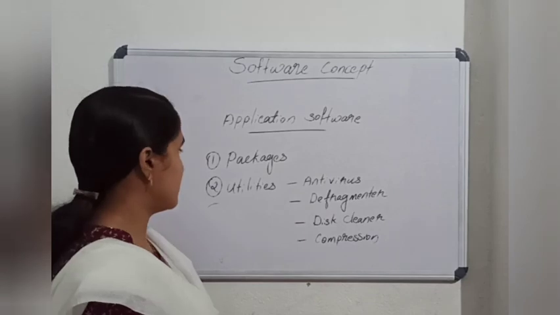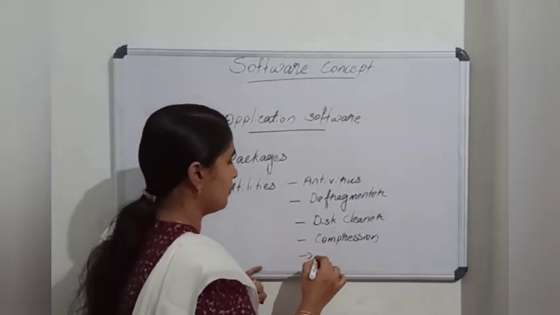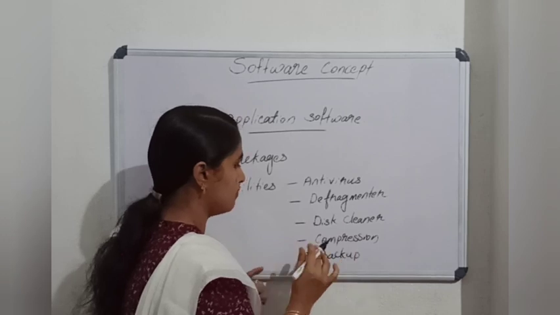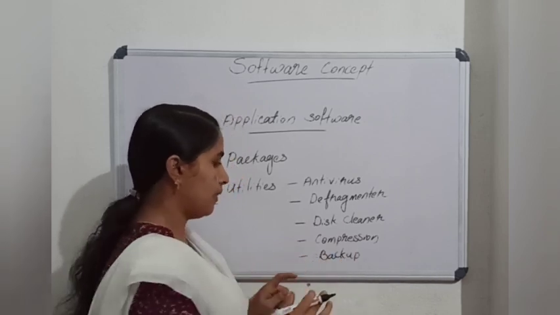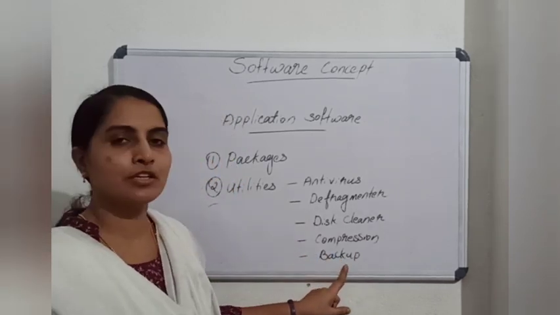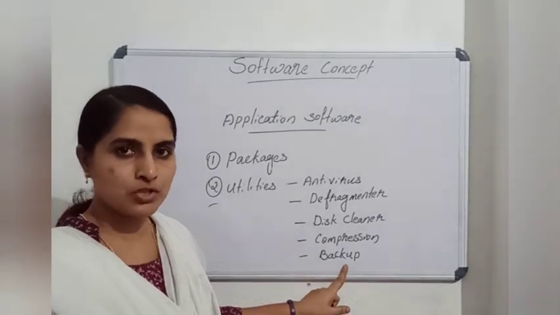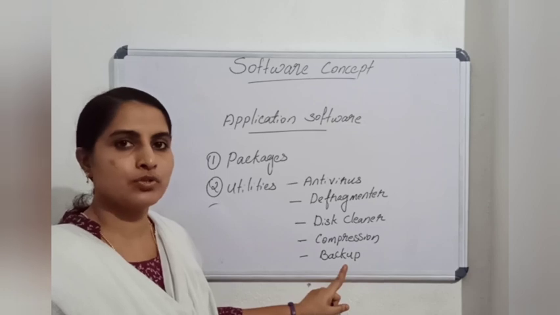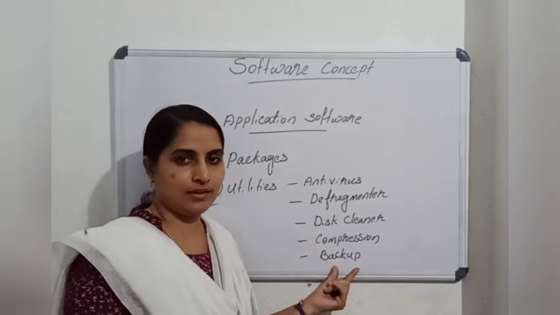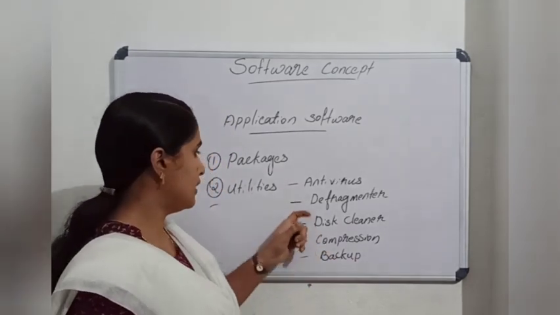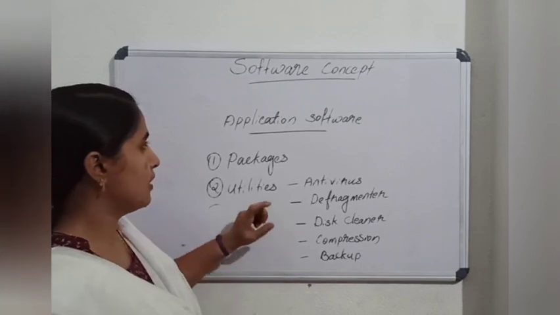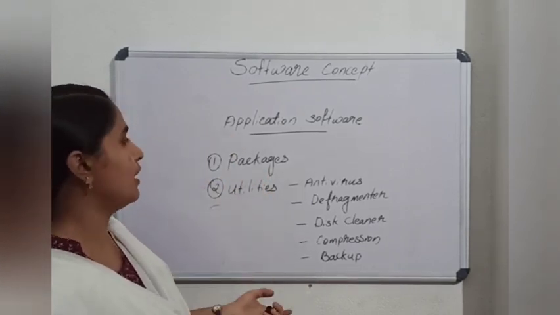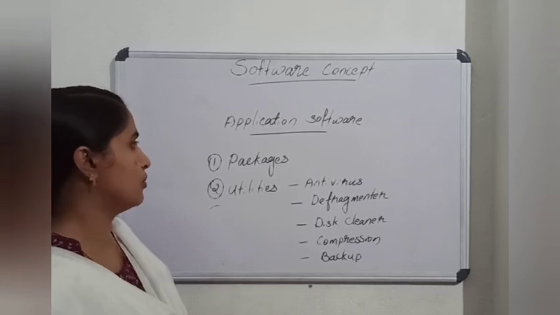And there are some other utilities like the backup utility. What is backing up? Backup means creating a duplicate copy of the original file, and if there is any damage, we can make use of the backup files. So these are the main utilities concerned with application software, and there are many other utilities too.